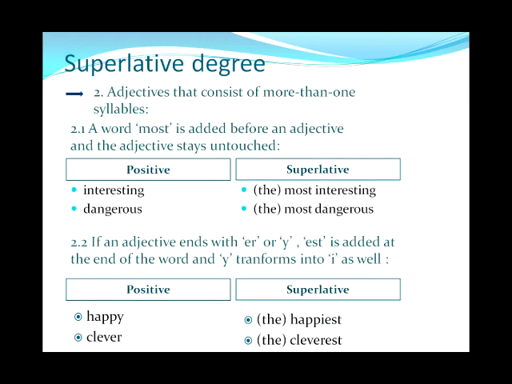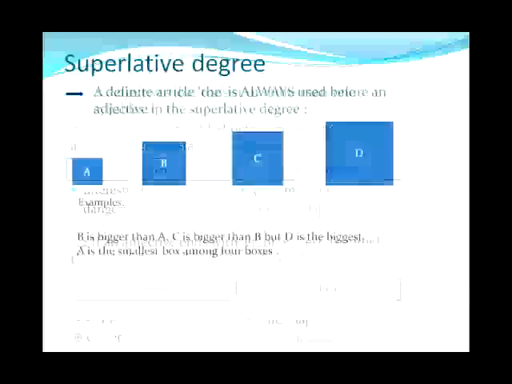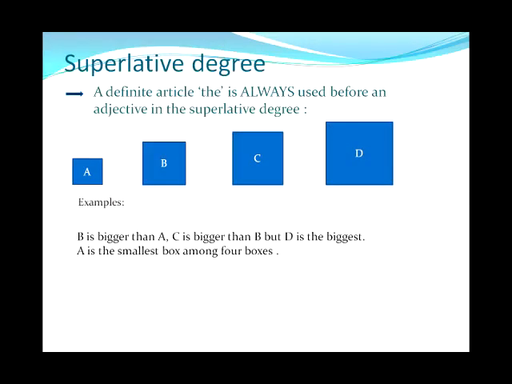Instead of more, most is added before an adjective. Interesting, the most interesting. Dangerous, the most dangerous. And last but not least, a definite article the is always used before an adjective in the superlative degree.